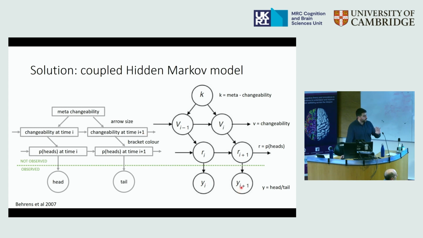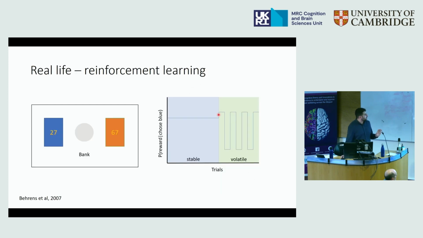So Y is now a head or a tail, R is the probability of heads, V is the changeability, and K is the meta-changeability. So we've discussed how this is a little bit closer to real life, but we're not quite there yet. In the task that Behrens and colleagues used, it was just a standard reinforcement learning task. So you learn by trial and error whether you should be picking blue or orange. But crucially, the probability that you will be rewarded if you pick blue changes over the course of the experiment. So in the first bit, it stays stable, and in the second bit, it changes a lot.